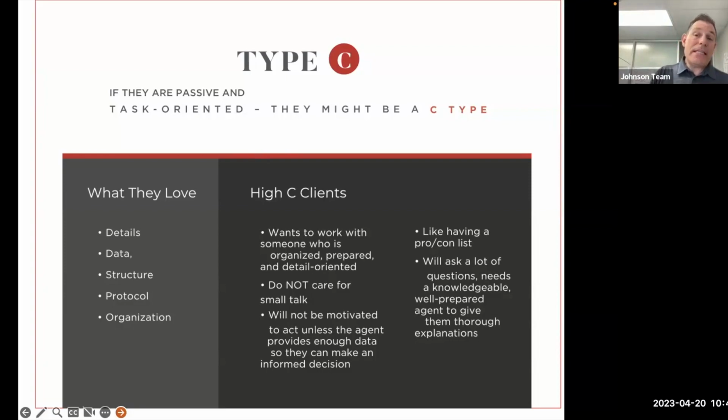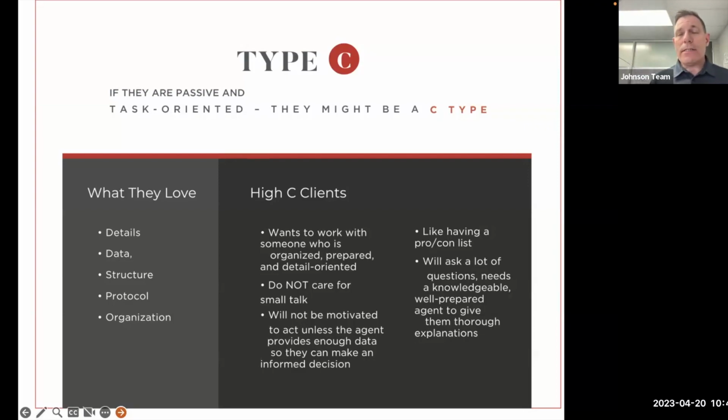So if I'm dealing with a C personality type, before I meet, I'm going to know all the solds. I'm going to know all the history of the property, because they're going to ask you 15 million questions, which can drive a high I crazy.